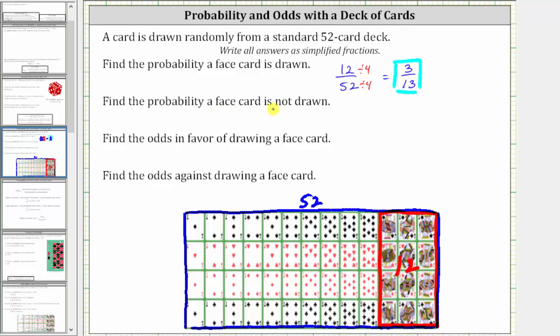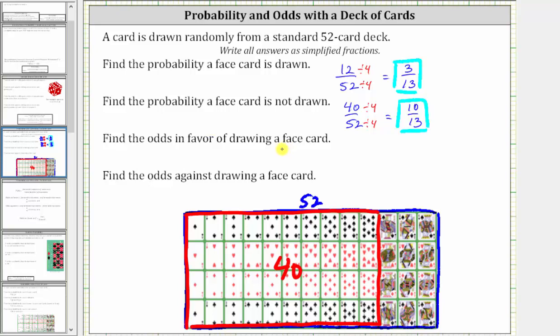Next, we're asked to find the probability a face card is not drawn. So if these 12 cards are face cards, these 40 cards over here are not face cards. So now there are 40 favorable outcomes. All of these cards would be favorable outcomes because they are not face cards. The probability a face card is not drawn is 40 divided by 52, or 40/52. Simplifying, we divide both by 4, giving us the simplified probability of 10/13.